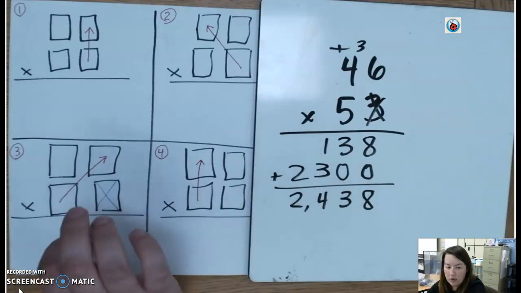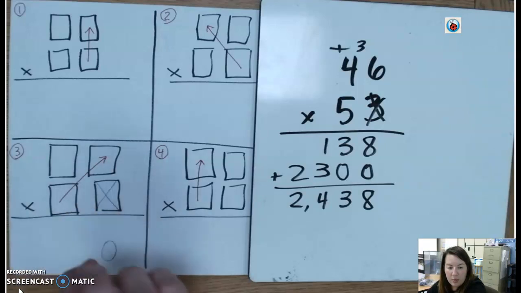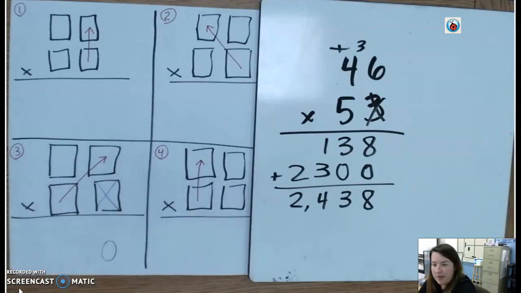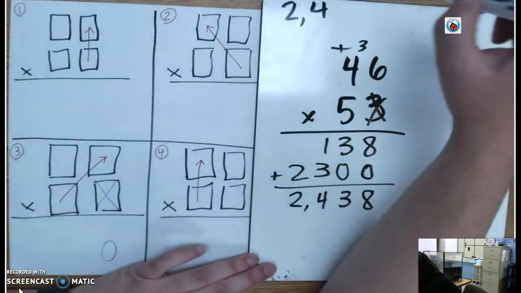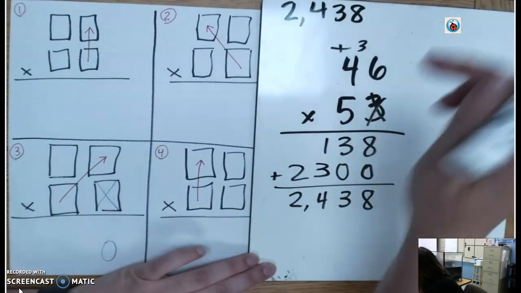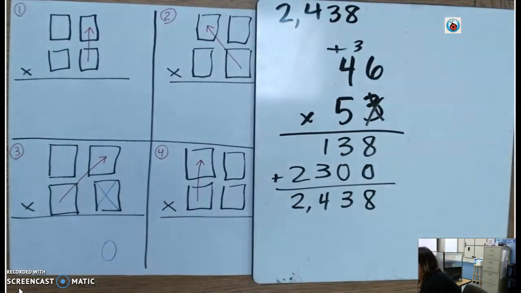a quick review before we start working on our assignment. So I'm still going to use this one. So I know that the answer is 2,438. Now let's do this one with partial products next.